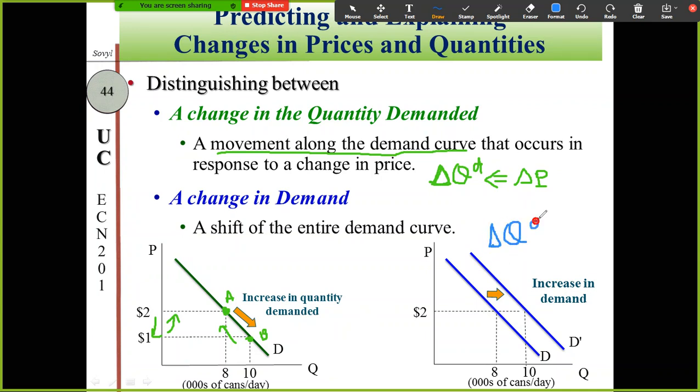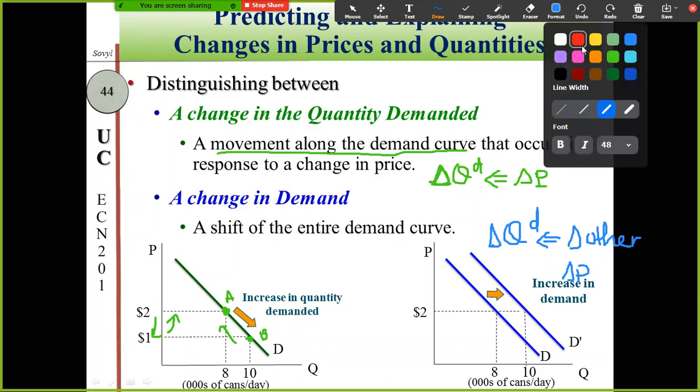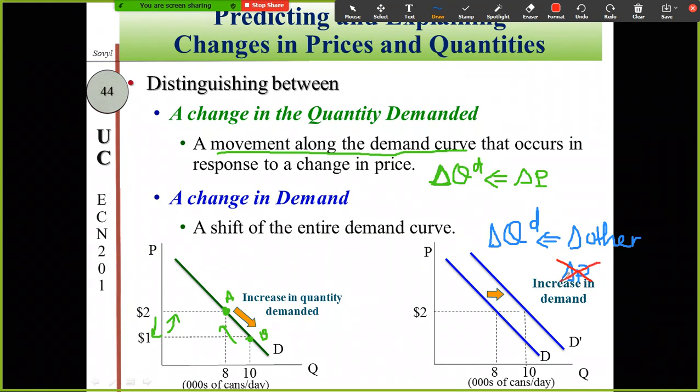Okay, you can see in this case, the quantity demanded changes because of a change in the other factors. How about a change in price? Change in price is no. So with a change in demand, the quantity demanded changes because of the other conditions, the other factors, the other determinants changing.